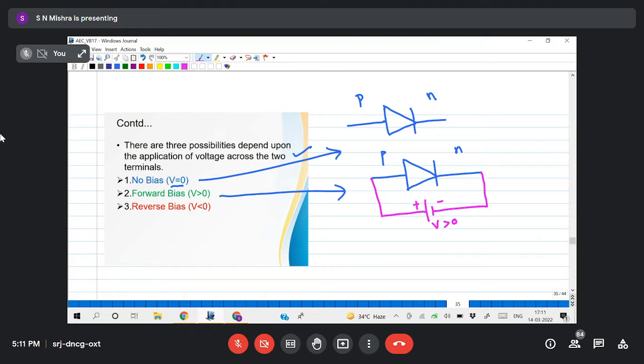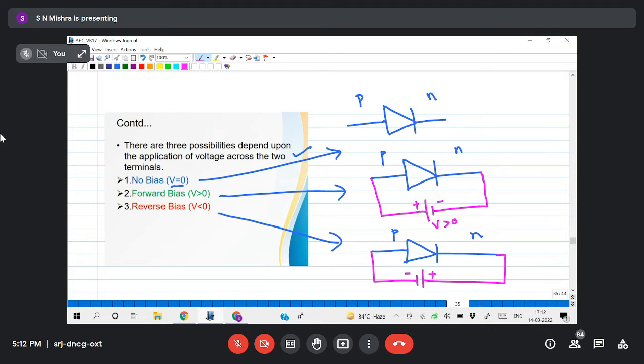Now the last one, that is the reverse bias condition. If I take the diode and this P side will be connected to less potential compared to the N side. I think this is positive, this is negative, so V less than 0. And this is called reverse bias.